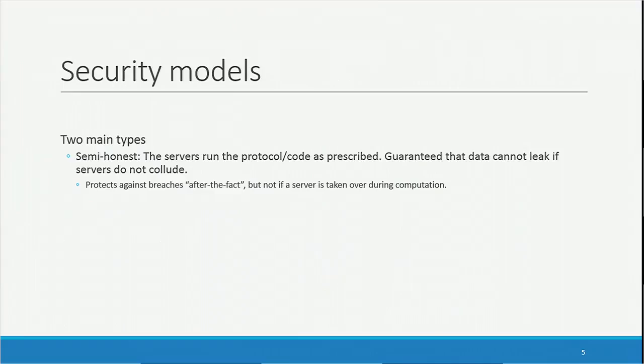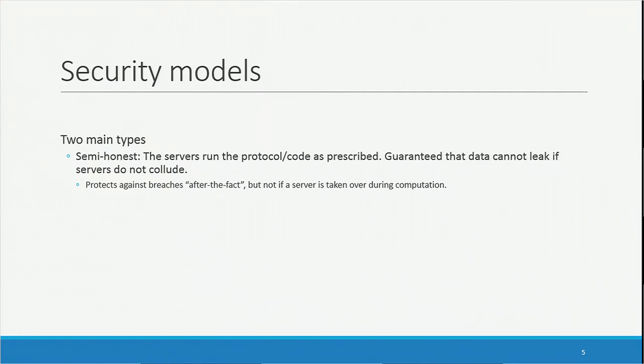And well, what does it mean to be honest? In secure computation, we have two classical security models. We have the semi-honest, which was also mentioned in the previous talk, where we assume that the servers actually run the protocol as prescribed. They don't cheat. They don't send different messages and so on. And this guarantees that the data doesn't leak if the two servers don't collude or you don't get access to both servers. Now this protects against breaches after the fact.